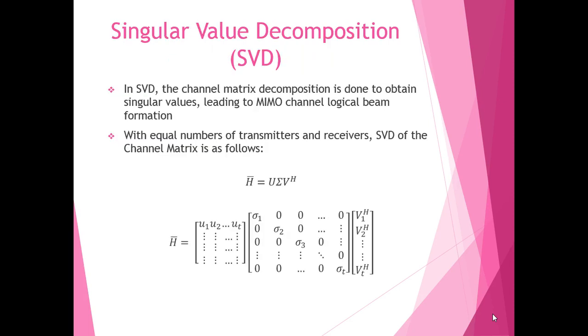Another important concept in MIMO is the singular value decomposition or the SVD. Here, the channel matrix decomposition is done to obtain singular values, and this leads to the MIMO channel logical beam formation. Considering an equal number of transmitters and receivers, in that case, the singular value decomposition of the channel matrix is given by U sigma V Hermitian. In the second equation, sigma 1, sigma 2 up to sigma t are the singular values.